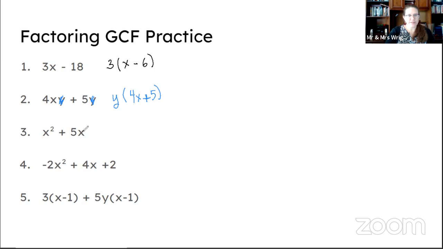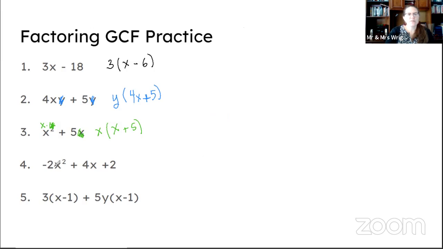x squared plus 5x. Again, I'm not going to have a common factor as an integer because there is no integer here other than 1. So that's going to leave me with just some x's, and this is x times x, right? So if I cross out 1x from each term, because I'm going to put it as the common factor, then I'm left with x plus 5. So factor 1 is x, factor 2 is x plus 5.